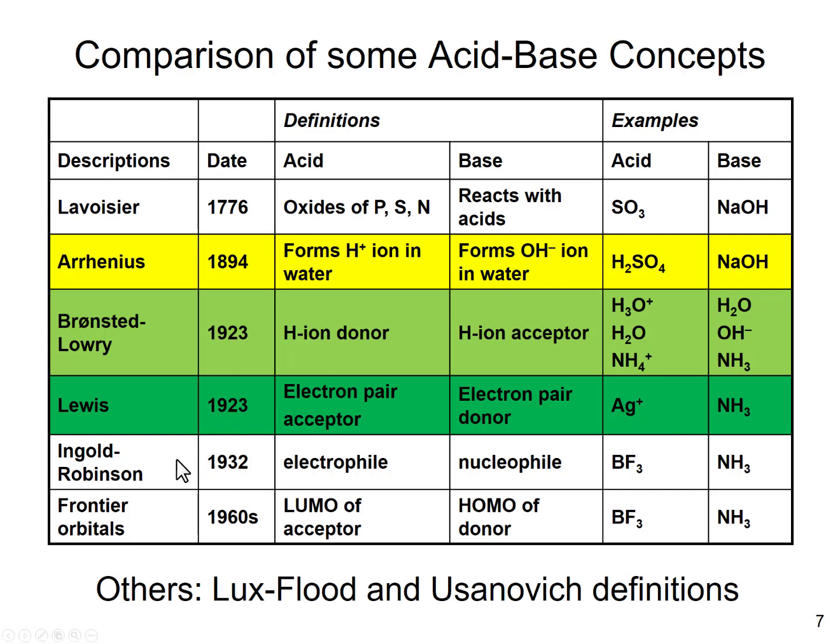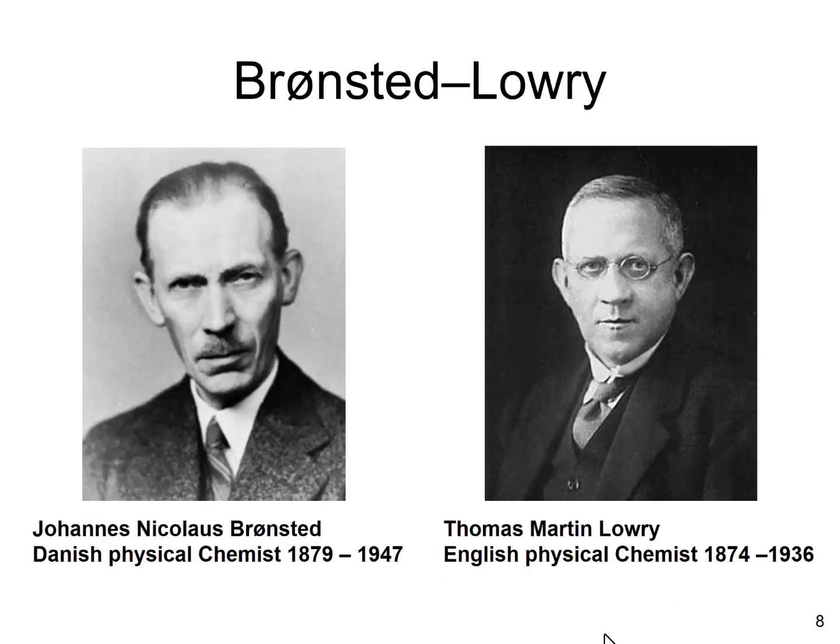Now there are more definitions like Ingold-Robinson or the frontier orbital definition, where you have electrophile and nucleophile as equivalents to acid and bases, or you have considerations of the frontier orbitals, which means the LUMO or the HOMO, but these are not of interest to this lecture, and so we will only consider in particular the two ones depicted in light and dark green. You also have more specific definitions like the Lux-Flood and Usanovich definitions. You can look these up on the internet if you wish and basically learn more, but that is up to you. Now let's look at the Brønsted-Lowry acid-base concept.